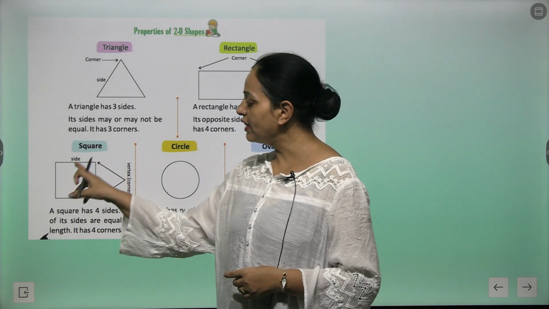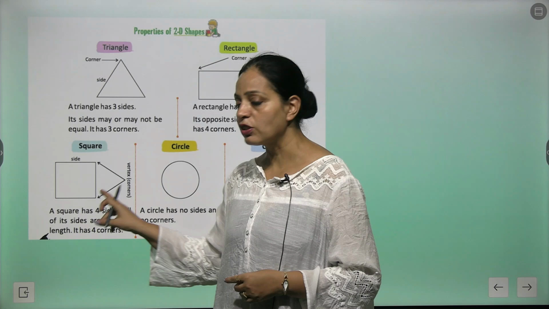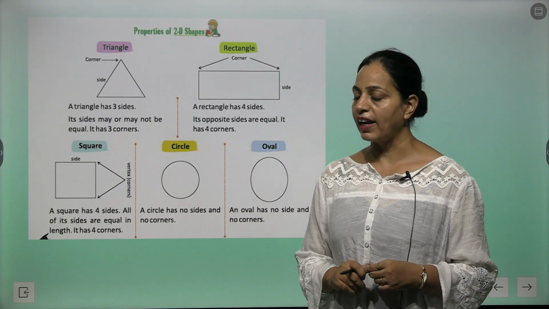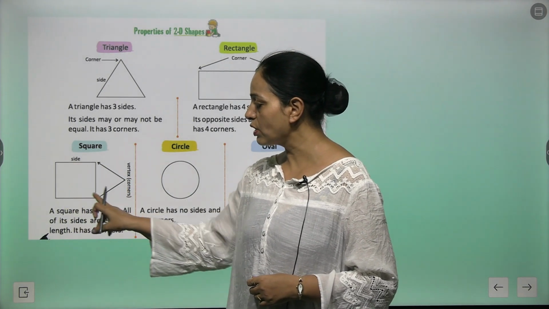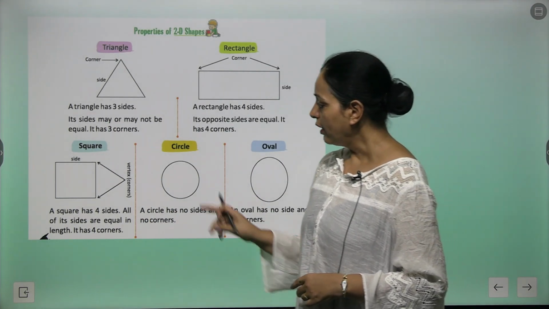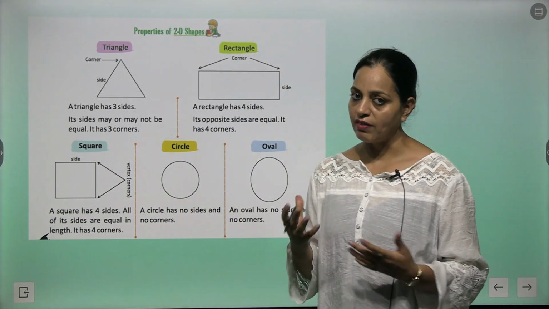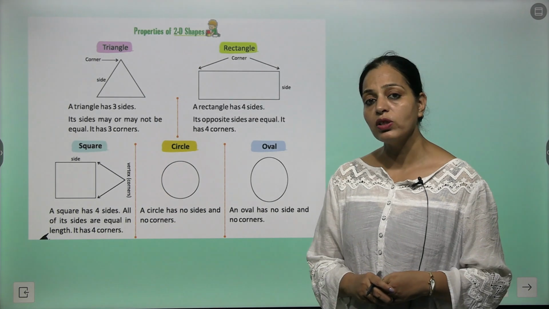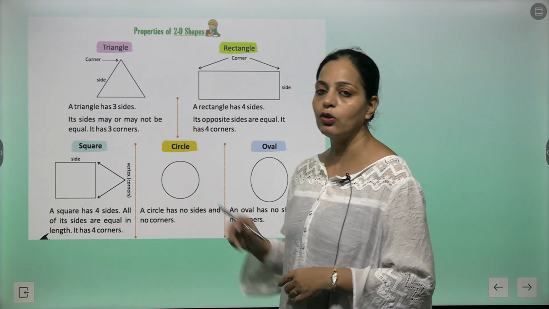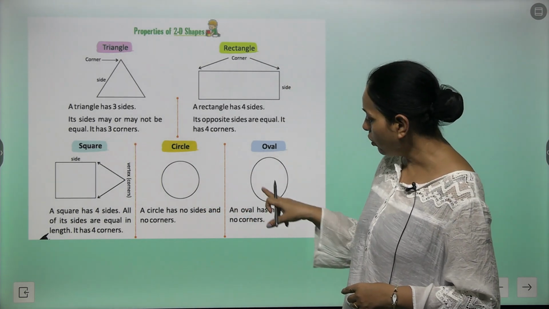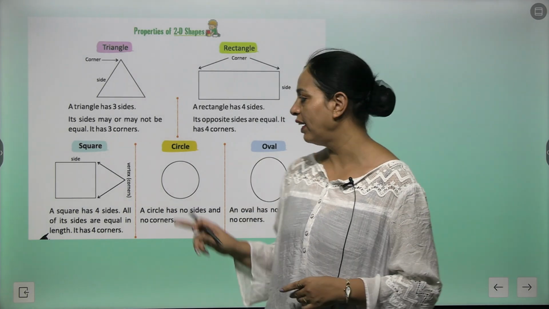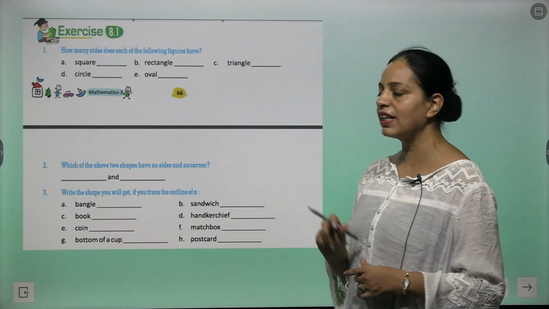Okay. Now see the next one is a square. Square means this is also a four-sided figure, but all the sides are equal. All the sides are the same, and it has four sides and four corners or four vertices. Okay. Now the next is a circle. You have seen a circle. So a circle has no side and no corner or vertex. And now this is an oval shape, and an oval has no side and no corner like a circle. Okay, I hope it's clear to you.